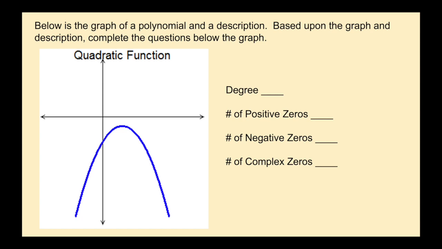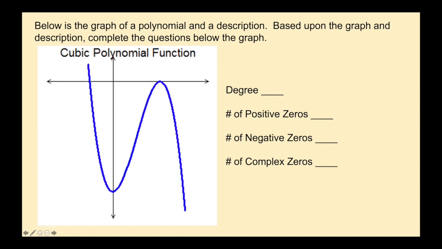And in this example, we can see, since this is a quadratic function, that the degree is going to be 2. That means I'm expecting 2 solutions. Now here, it never crosses the x-axis, either on the positive or the negative side. So I'm going to say 0 for positive zeros, and same thing for negative zeros. And then because I still need 2 solutions, that means that this must have 2 complex zeros in order to, again, come up with the degree of 2 here. Try the next example.